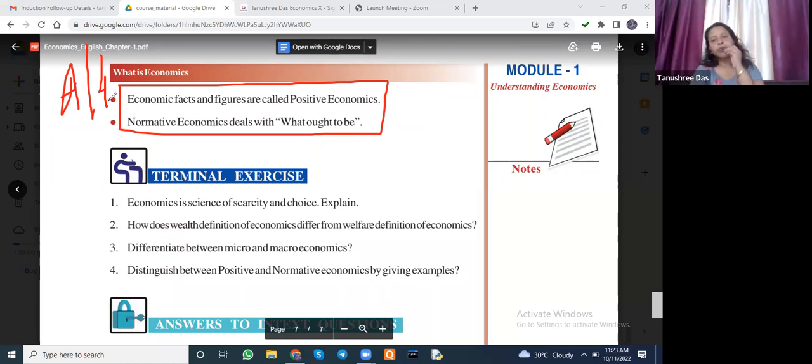For example, you can write one statement. Means one pair of statements you can write, for example. Means one positive statement, one normative statement. Okay. So we will be moving to the next chapter, chapter number 2.